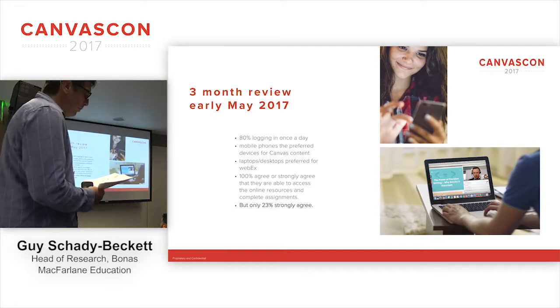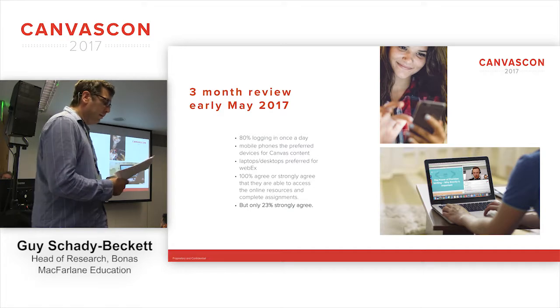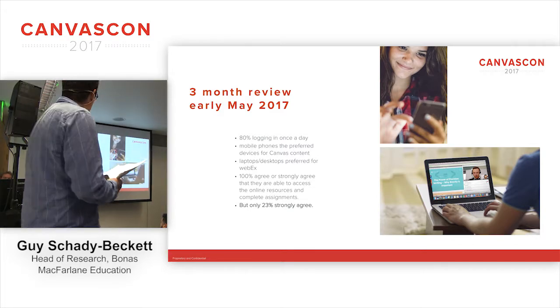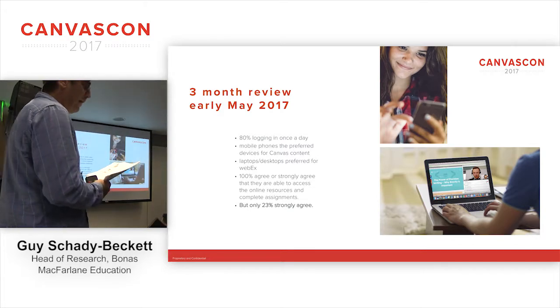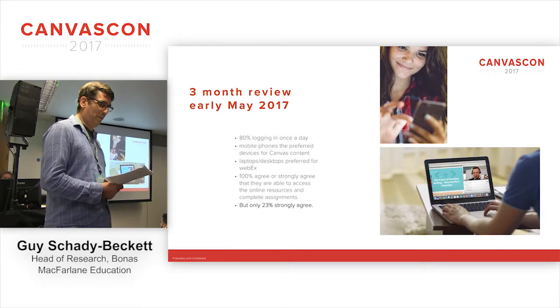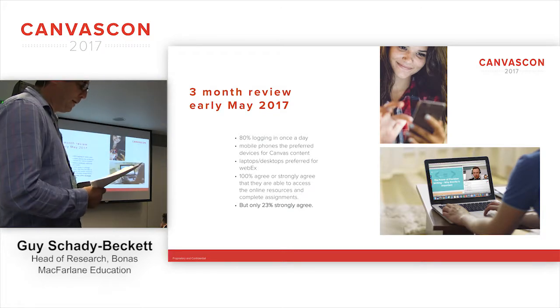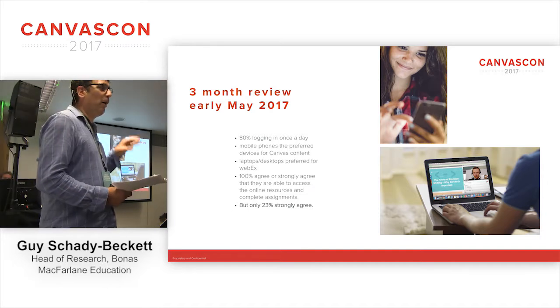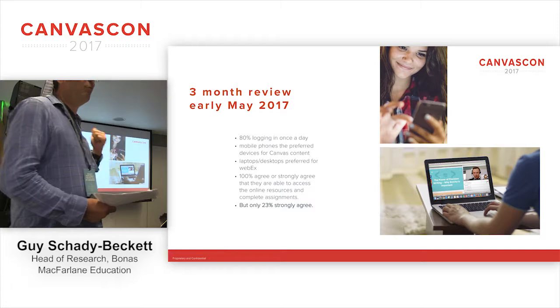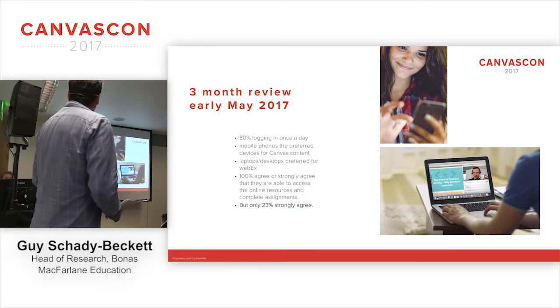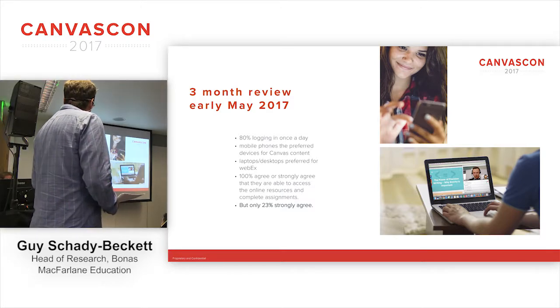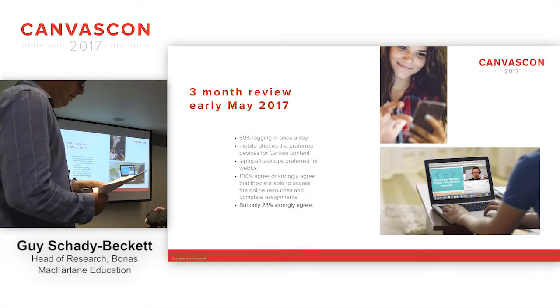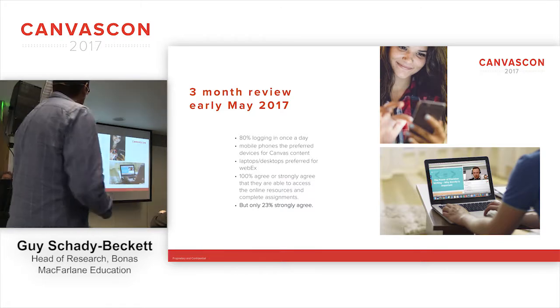So 100% agreed, or strongly agreed, that they're able to access the online resources and complete assignments. That's really good, I think, and Canvas can think they're doing pretty well with that. But only 23% strongly agreed. Now, we want things to be really good, not a bit good. So I think 100% agreement is good, but 23% strongly agree is not really good enough.